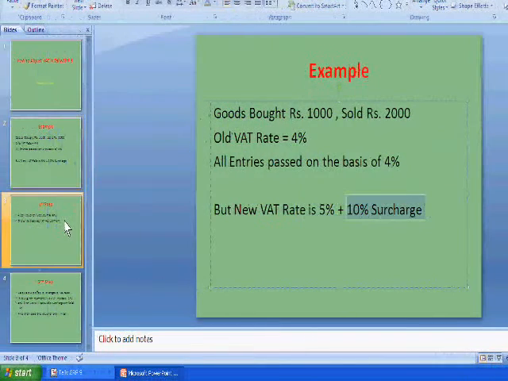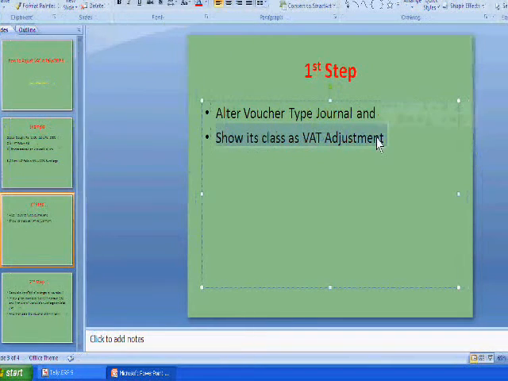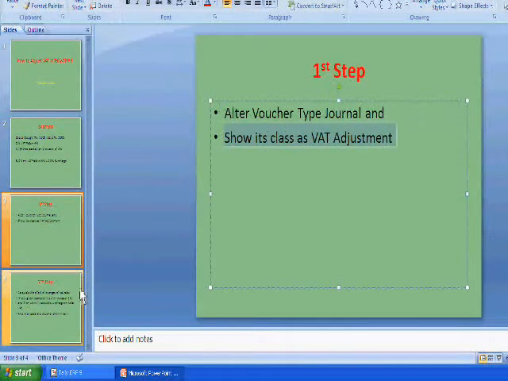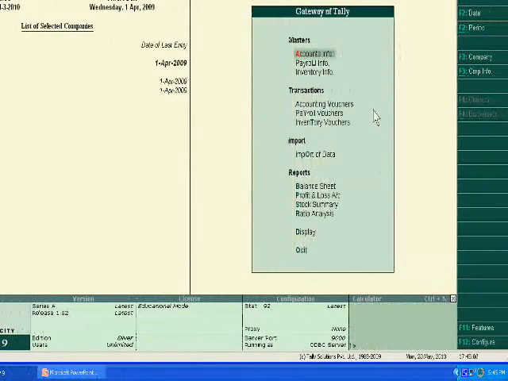For this, the first step is to go to alter voucher type, and we will show the VAT adjustment. In the second step, we calculate the effect of the change in VAT. It means just a 1% increase in VAT, and we will calculate surcharge on the total VAT and then pass the voucher entries. Now come to Tally.